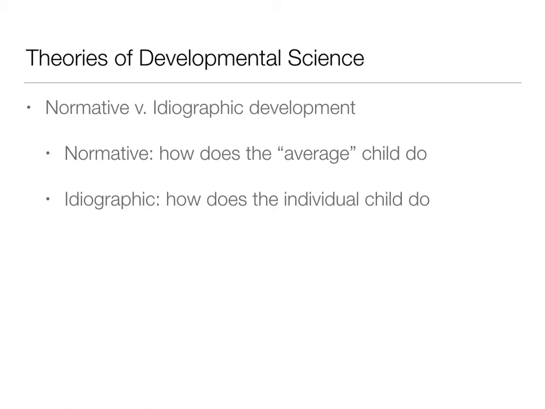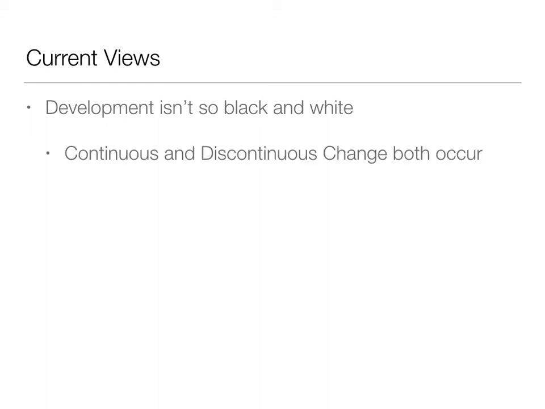So it's important to look at both of those. Just like we looked at both nature and nurture, it's important to look at both the normative and the idiographic. It's important to look at both the continuous and the discontinuous theories. Because if we just say, oh, this is the one, usually we're wrong. The current view of developmental psychology and developmental science is that it's not so black and white. We have both continuous and discontinuous change.